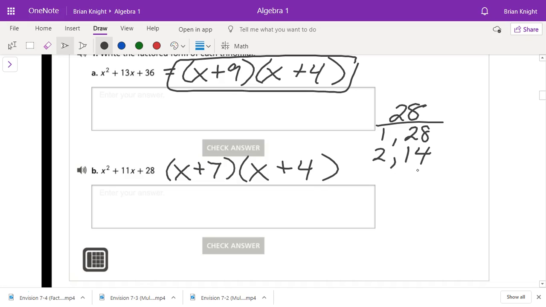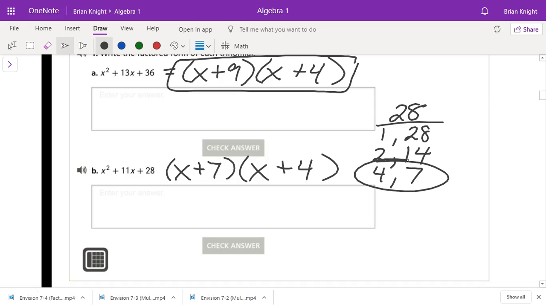Okay? Will it go into 4? 4 times what? It doesn't end in 5 or 0, so don't worry about 5. Will 6 go into it? No. And then now we're right back to what? 7. So once you start repeating them, you're done. This is all the options we have. You just have to pick the one that adds up to what? 11.